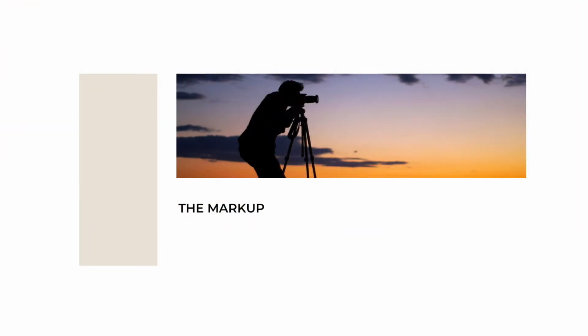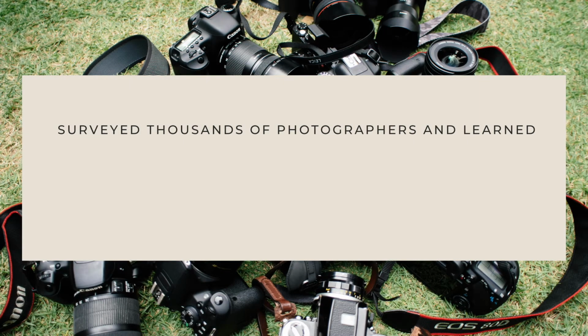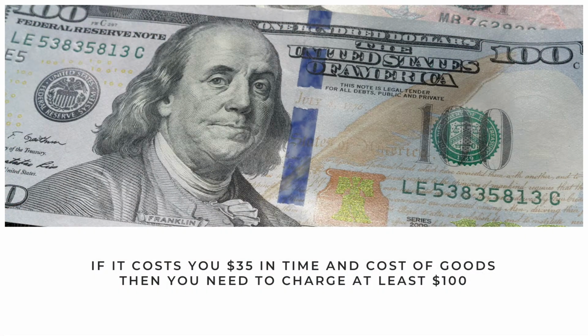The markup is based on the PPA benchmark survey. They surveyed thousands of photographers and learned that in order to run a successful studio, your total cost to fulfill, so that's your time plus the cost of goods, can be a maximum of 35% of the total price to the client. That means if it costs you $35 in time and cost of goods, then you need to charge at least $100. See that $100 bill there? That's what you charge, okay?